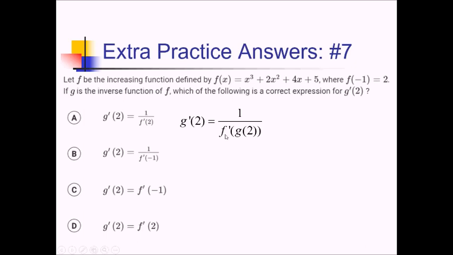So we've got g of 2, which is what I have to plug into the f function to get back an output of 2. It turns out they told us what that was. If you plug in negative 1, you get back 2. Therefore, g of 2 is this original input of negative 1. So we can rewrite this as 1 over f prime of negative 1.